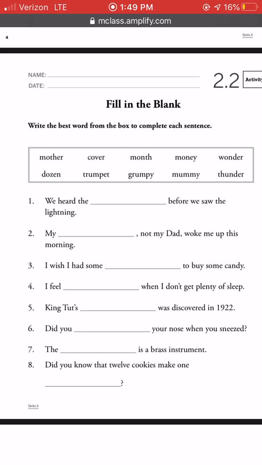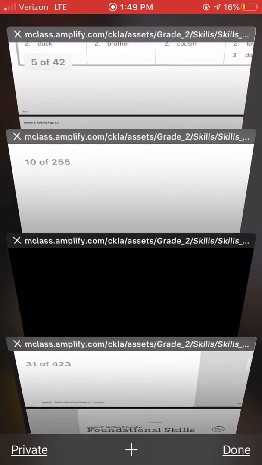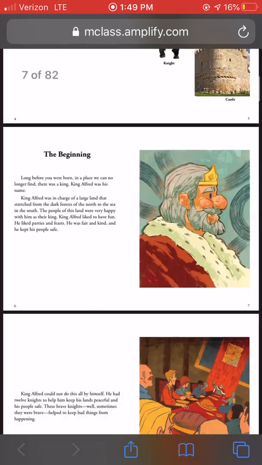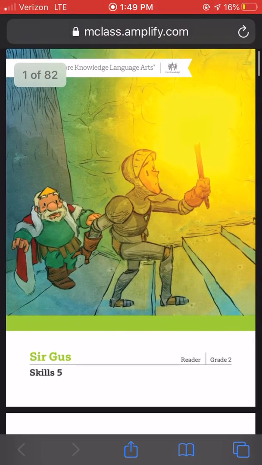Okay, our next thing is going to be looking at, that's right, our new little reader. Our new little reader is called Sir Gus. And what do you think our new little reader is going to be about? That's right, it's going to be about Sir Gus, a story of a knight. A knight is a type of soldier who lived a long time ago during a time called the Middle Ages.